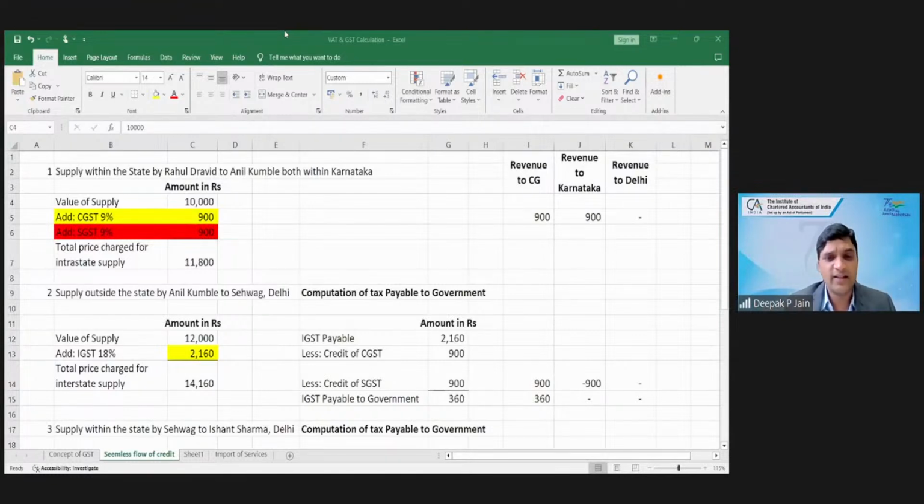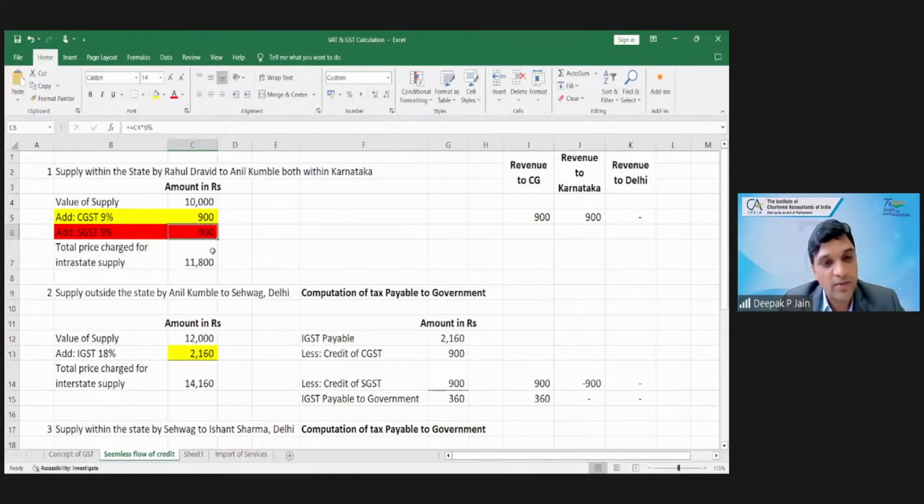Same state, it is intrastate supply, correct. It is intrastate supply, so he will charge CGST and SGST. So he's charging CGST and SGST of 9%. Assume the GST rate for this product is 18%. Now total price charged is 11,800. This is the liability he is paying.